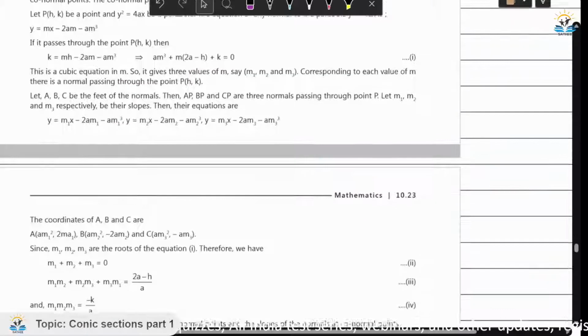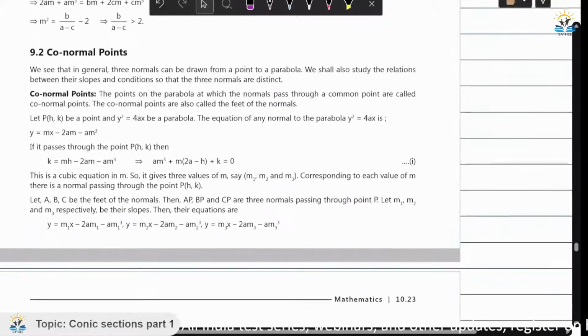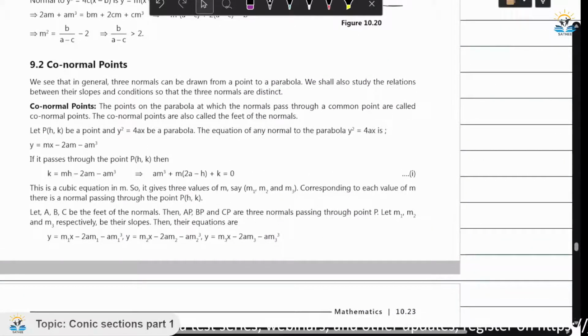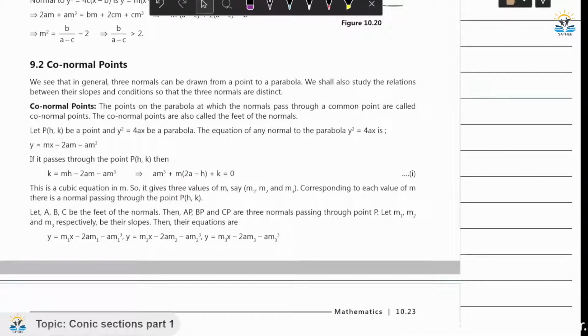Co-normal points. So what do you mean by co-normal points? Basically, three normals can be drawn from a point to a parabola. This is something that you have to understand. How do we prove that? When we write the equation, we have an equation of m cube. By that we understand that there are three slopes possible, and three slopes possible means that there are three lines. So we get to know that there are three normals that can be drawn to the parabola with three different slopes, because there are three different lines.